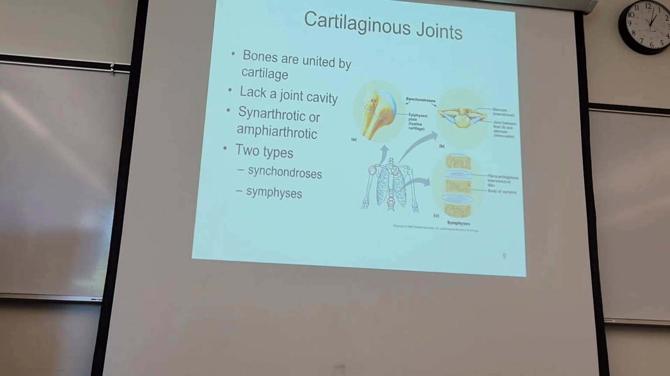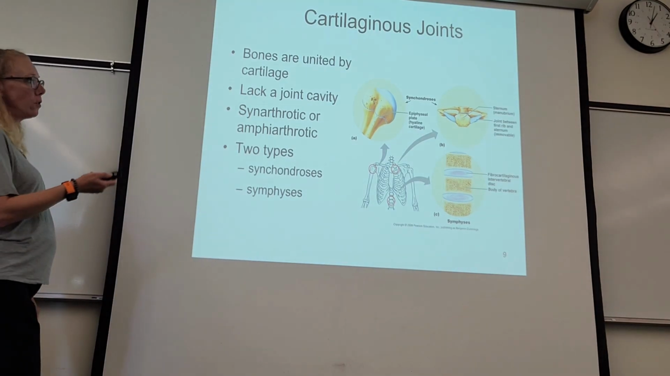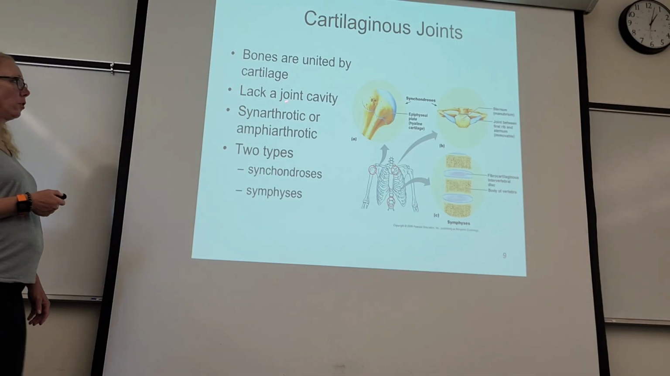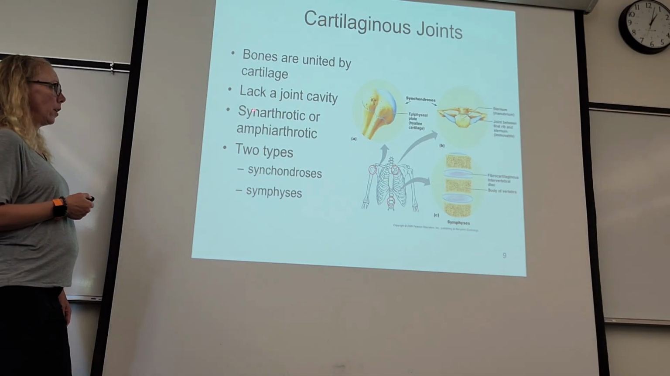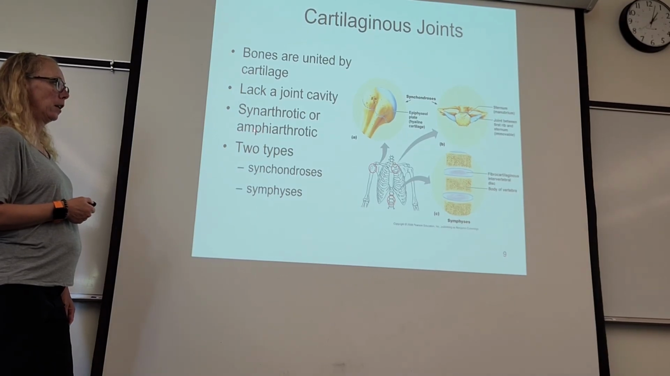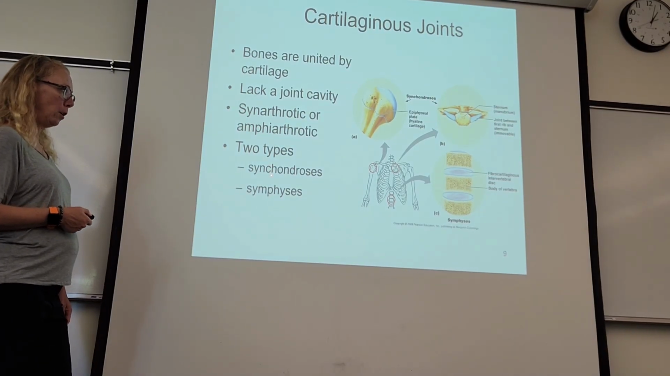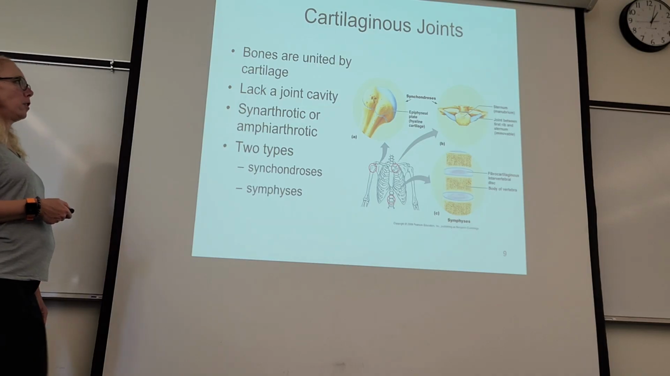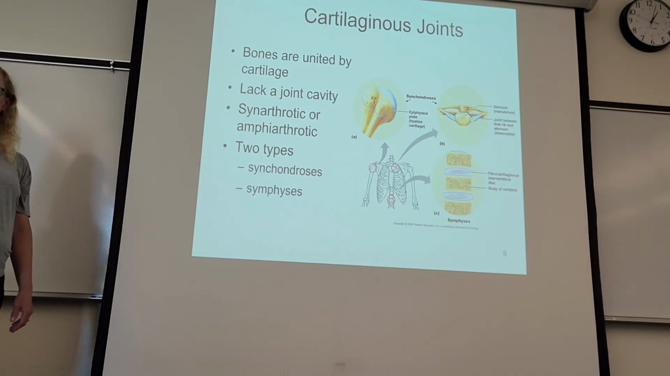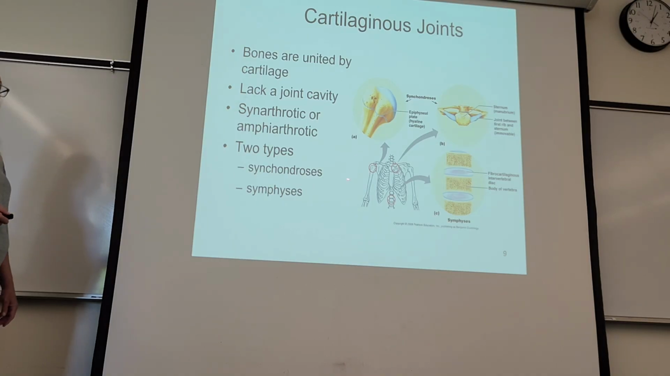Okay. So now we're moving on to cartilaginous joints, and cartilaginous joints have cartilage as their tissue that binds them together. Cartilaginous joints still don't have a joint cavity, okay? So they can be no movement or slight movement, okay? And we have two different kinds. So we've already talked about the term syndesmoses and synarthrotic. Now we're introducing synchondroses. You got chondro in there for cartilage, and symphyses.